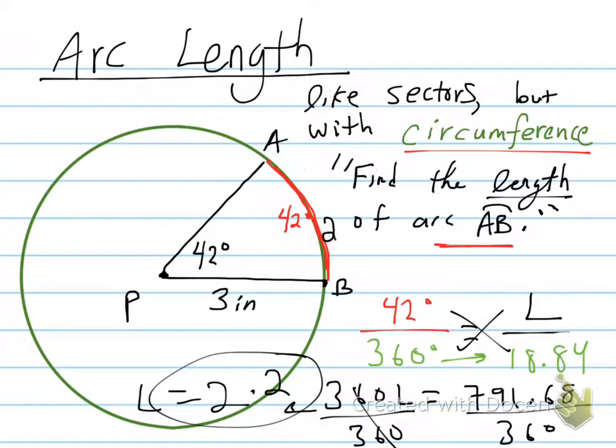So this is 2.2 inches long. The red thing is 2.2 inches long. The whole thing all the way around is the circumference, right? We can do that in our sleep by now. That's 18.84, pi times diameter. Just 42 degrees of it is 2.2 inches. Which makes sense, right? Not a whole lot.